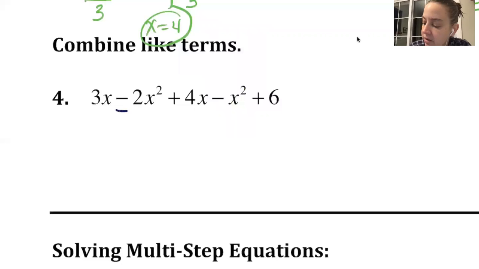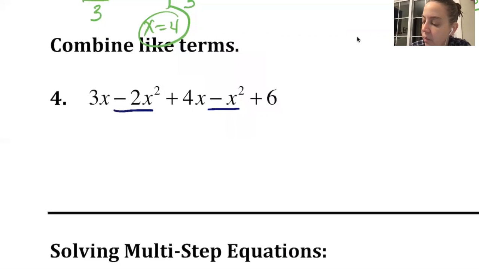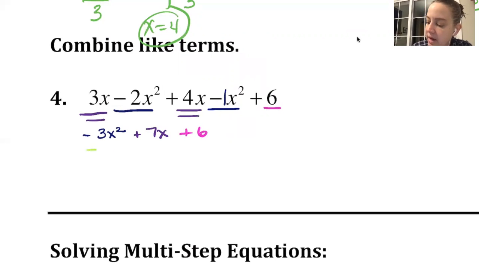So negative 2x squared and negative 1x squared come together to be negative 3x squared. And then 3x and 4x come together to be 7x. And then on the end, I have that 6 all by itself. A few people were trying to add the negative 3x squared and the 7x, but you can't do that. They're two separate things. So this is your answer, this whole thing, just like that.